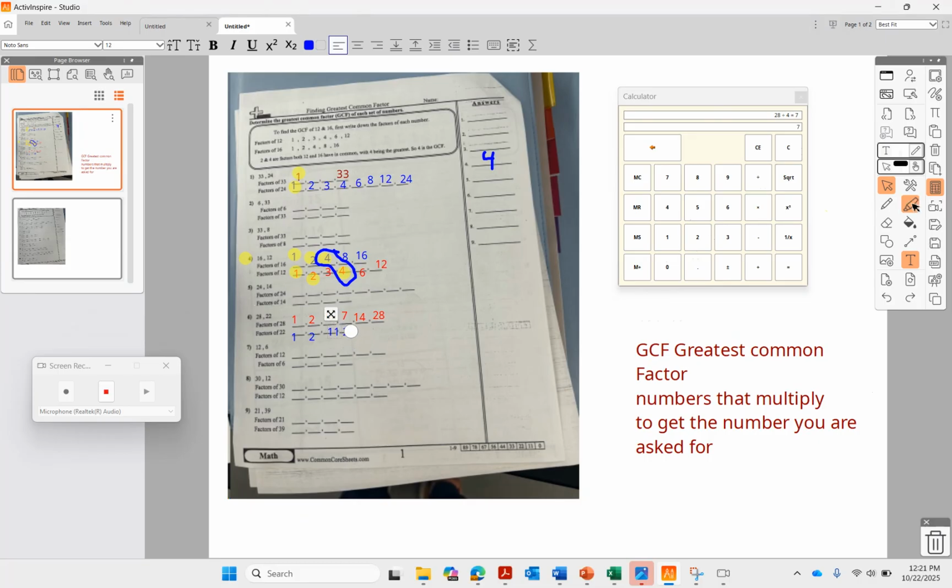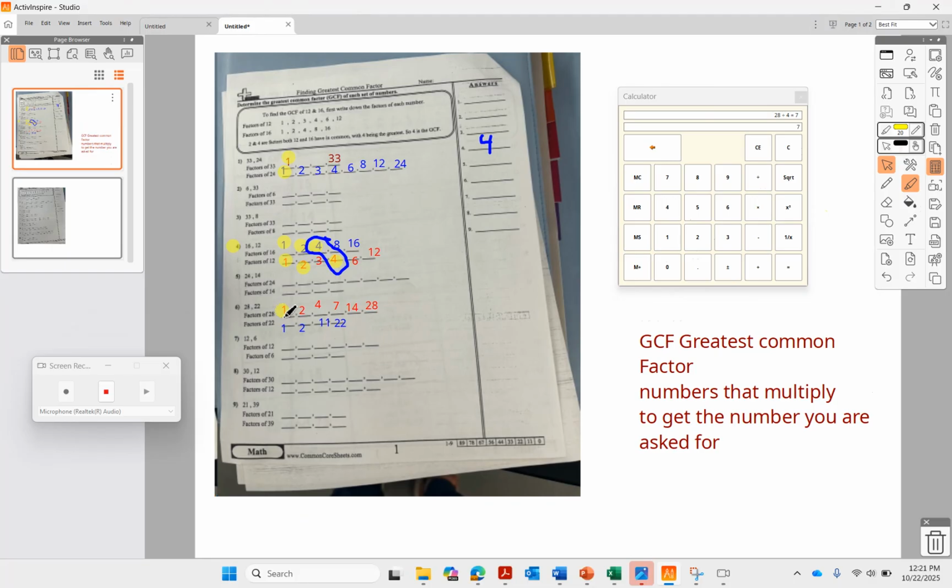Okay, so I'm going to go to my highlighter. They have 1 in common as a common factor. They have 2 in common as a common factor. And 2 is the largest number, so 2 is the greatest common factor. So hopefully this is a good review for you of greatest common factors. You should be able to do the rest of these.